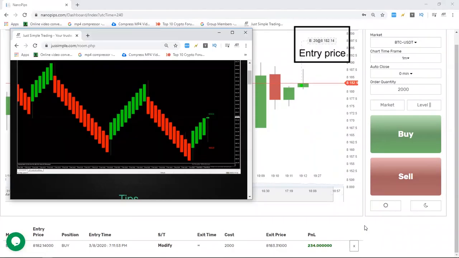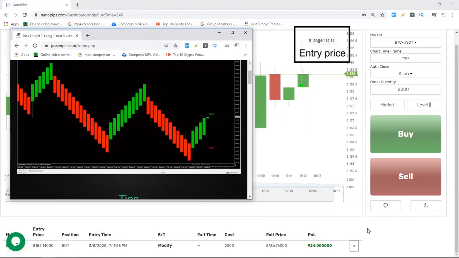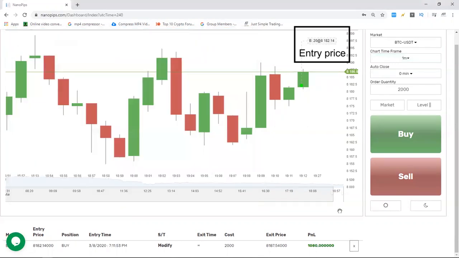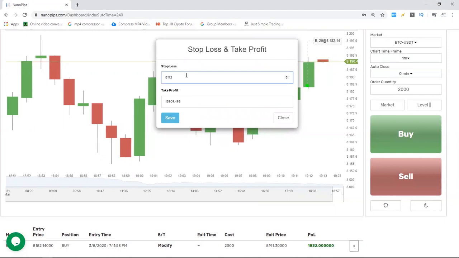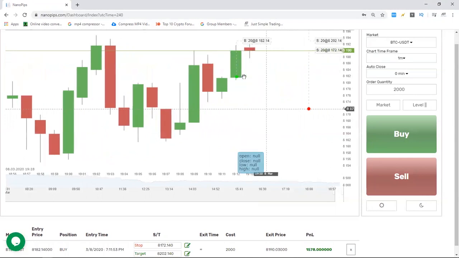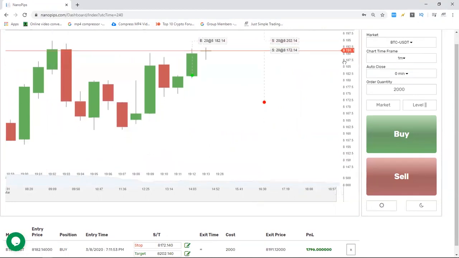Now, from our entry price, it has to go up to 8202. That's our profit target. So right around up here, let's set that trade. Stop loss is going to be 8172.14. Target is going to be 8202.14. And there we go. Now we're in that trade, and we're just going to wait for it to either go to our target or stop loss.